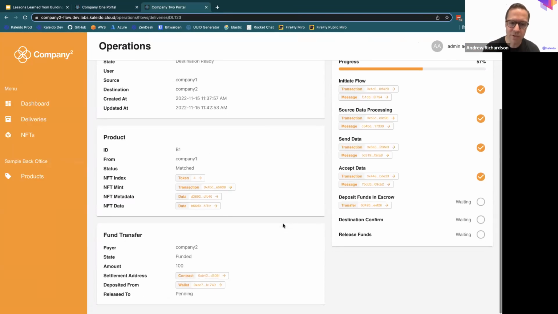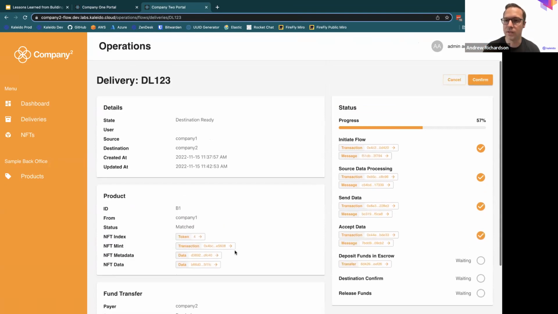And the very final step, we can see now also that the settlement has funded, right? The 100 tokens have been deposited. The NFT has been deposited. So the contract is ready to fulfill. The last thing I have to do is confirm when I actually receive the goods, right?